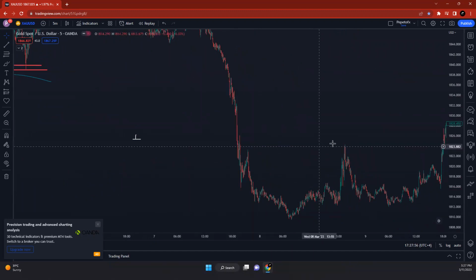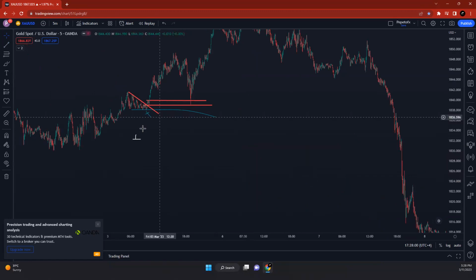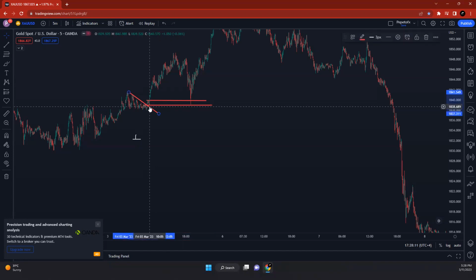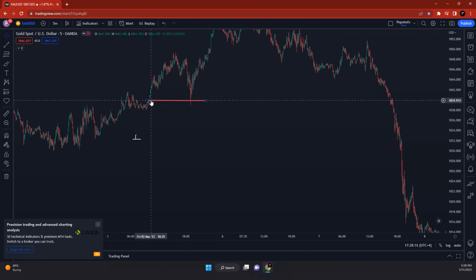Now this one also happened. We had the structures here. Now I understand why I missed that day. Latest structure and imbalance tap, and price went up. Yeah, and the retest should be the first retest, not the second.